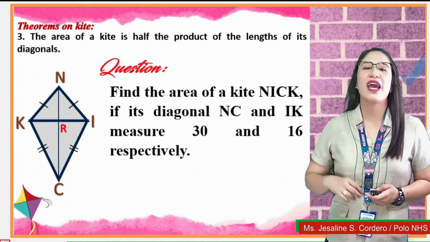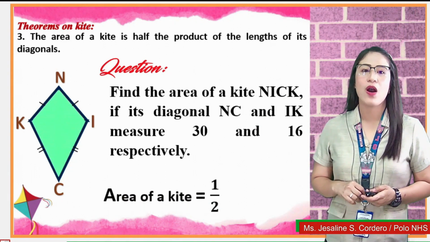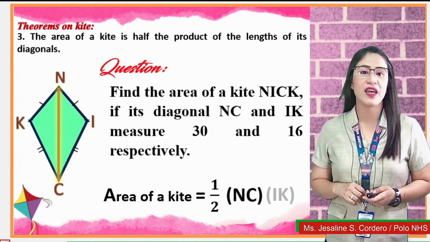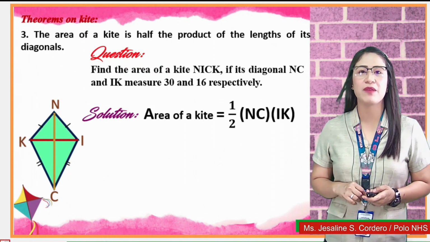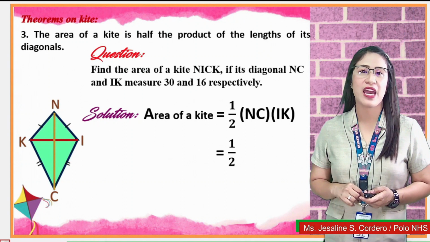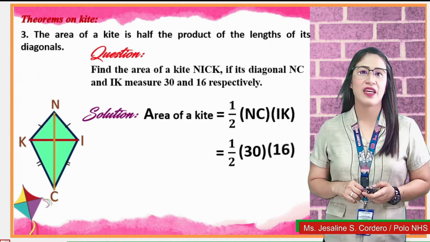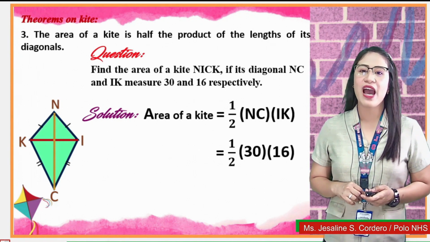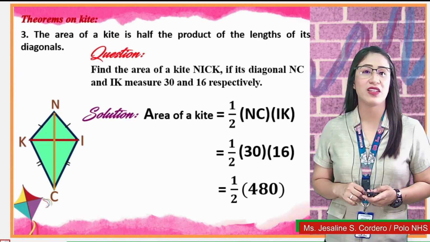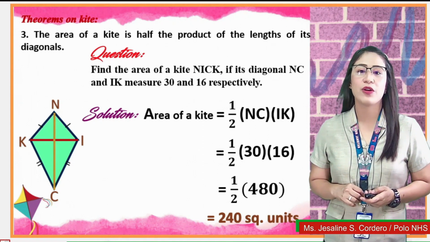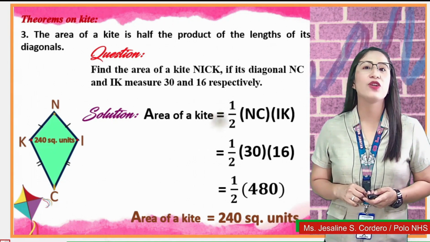Based on the markings, NICK is a kite. The area of a kite is 1/2 of the product of the diagonals NC and IK. To solve the area, substitute the given measures. Copy 1/2, then NC is equal to 30 times IK is 16. 30 times 16 is equal to 480. 1/2 of 480 is 240. Therefore, the area of kite NICK is 240 square units.